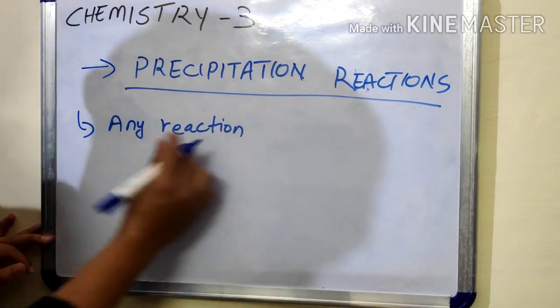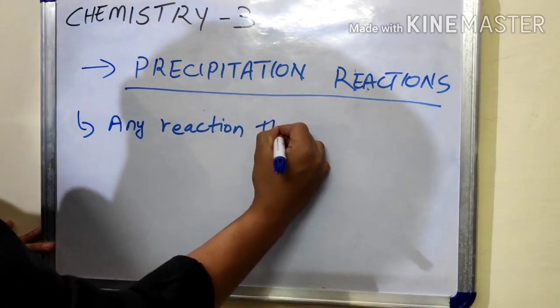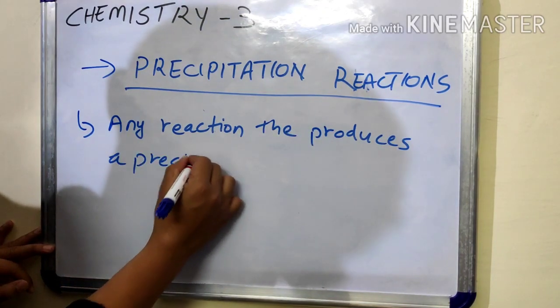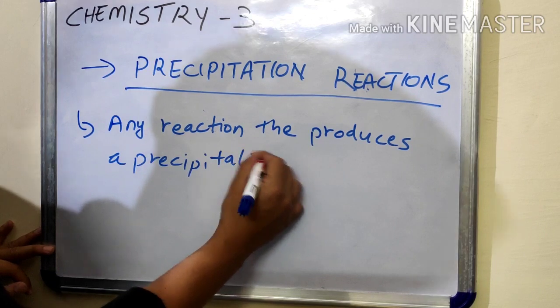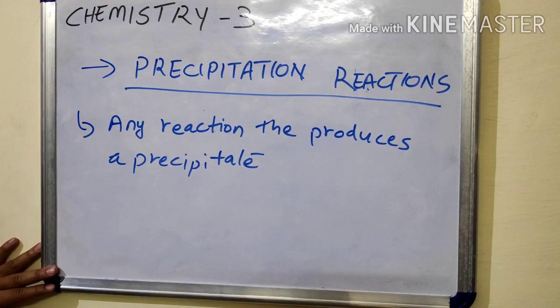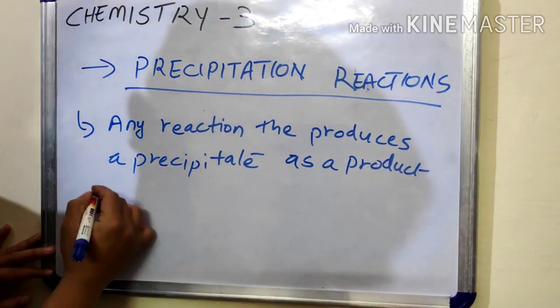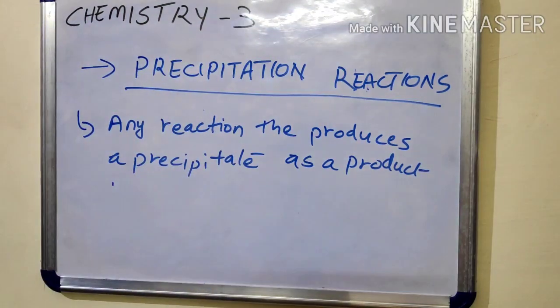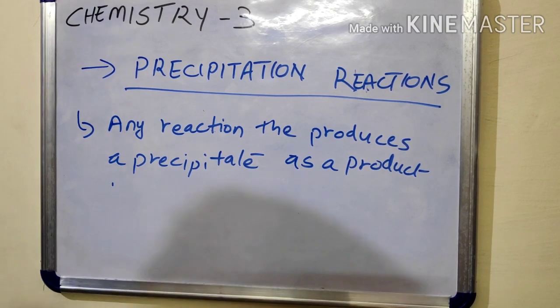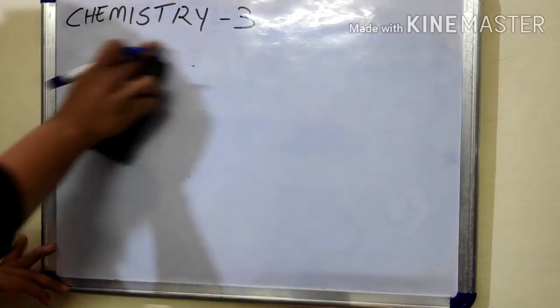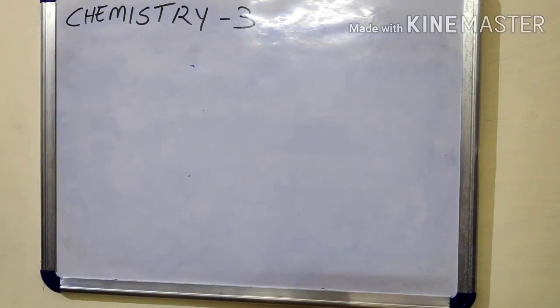Precipitation reaction is any reaction that produces a precipitate as a product. Write it down as a term and write down the definition. Any reaction that produces a precipitate as a product is called a precipitation reaction. So we'll take a look at more examples, and wherever precipitation is taking place, we'll mark that also. Let us take a look at more examples of precipitation.